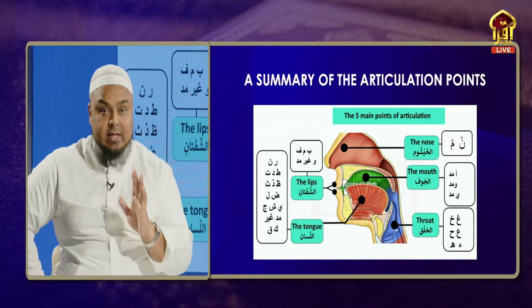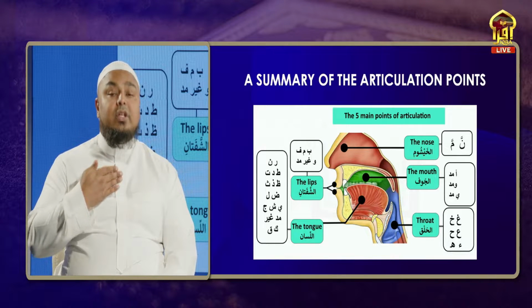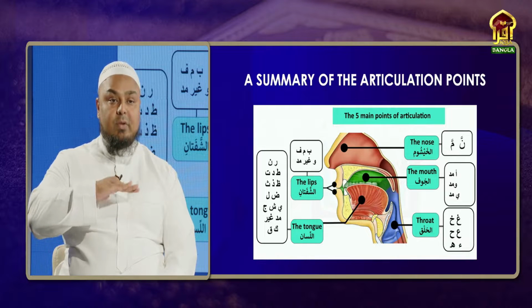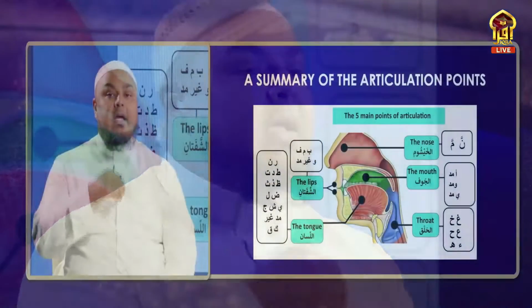How many? 6 letters. So if you follow with me, inshallah, the throat is divided into 3 groups. We have the bottom of the throat, we have the middle of the throat, and we have the top part of the throat. Again, from the bottom, from the middle, and then from the top. As for from the bottom of the throat, we have 2 letters.